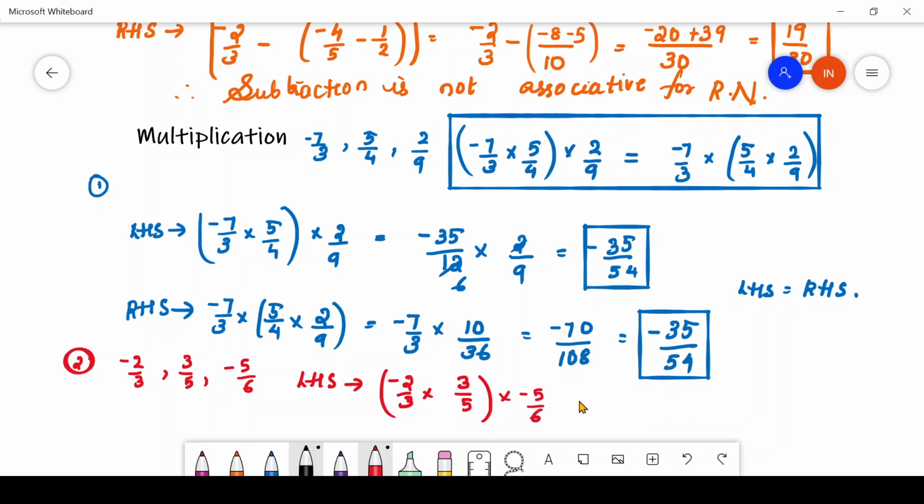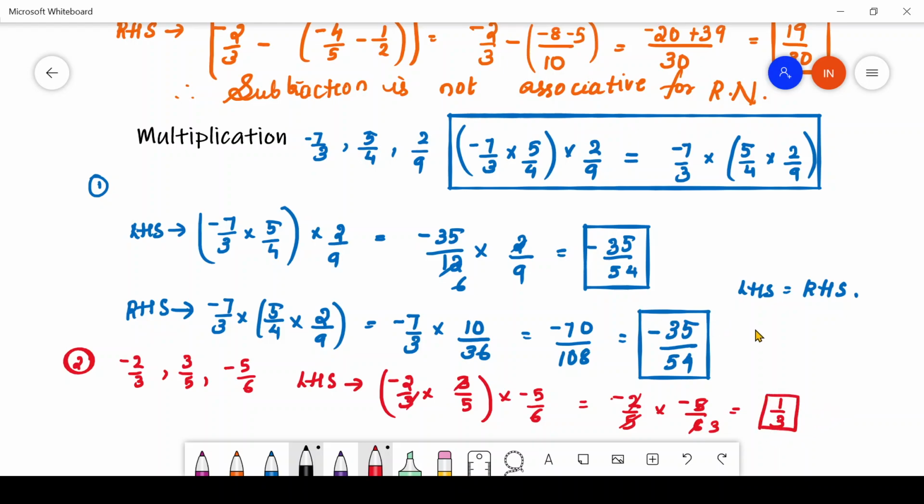Okay, so let us see whether this is satisfied. Inside the bracket you can see the numerator and the denominator here. You can cancel these two, right? And you will get negative 2 by 5 multiplied with negative 5 by 6. Again, you can cancel here, and here you will get 3. So negative into negative, that is positive, and you will get 1 by 3 as the answer, right?